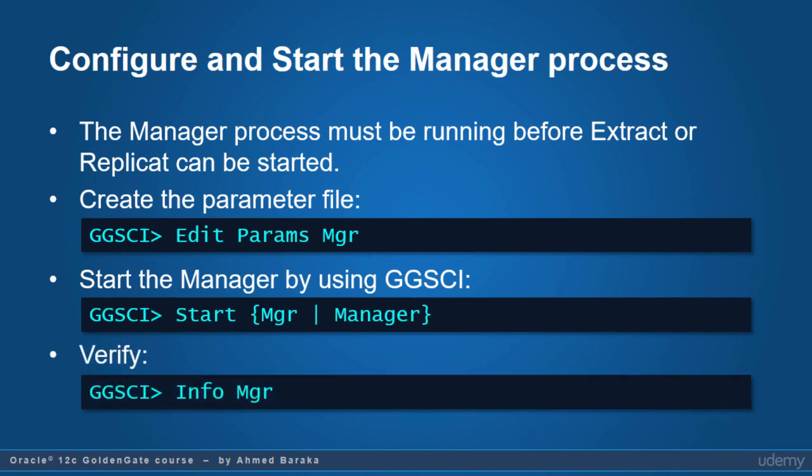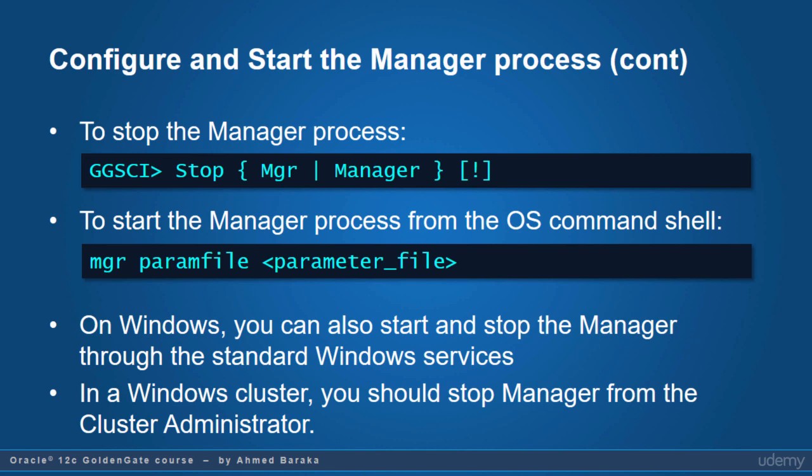To verify the manager process status, use the command info mgr. This command should tell you whether the manager process is up and running or it is shut down. To stop the manager process, you use the command stop mgr as shown in the slide. The optional exclamation mark stops the process without asking the user for confirmation.